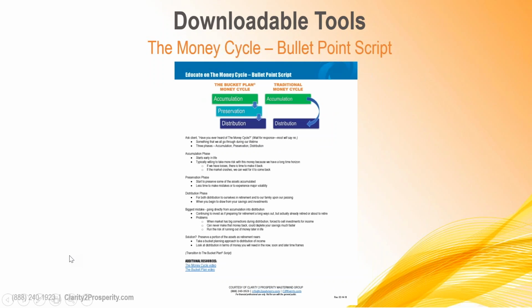We also created a bullet point version of it for those of you who are maybe practicing on how to nail this script, nail this concept with your prospects and clients. Just some of the key bullet points that Jason mentioned in his version of what he just delivered. What are the key bullet points you want to focus on in the accumulation phase? What are the key bullet points in the preservation phase? Things like you have less time to make mistakes or experience major volatility. What key points in the distribution phase? And then most importantly, what's that biggest mistake? Going directly from accumulation into distribution. Nobody wants to make the biggest mistake. So, that terminology is pretty powerful.